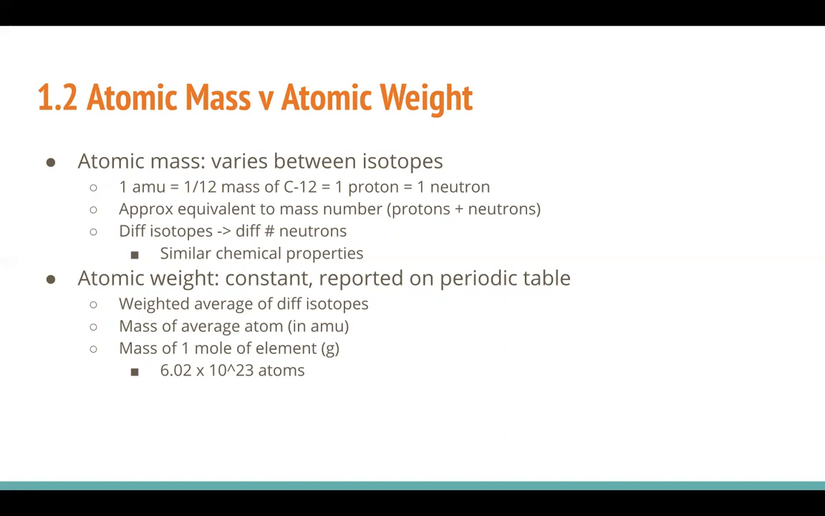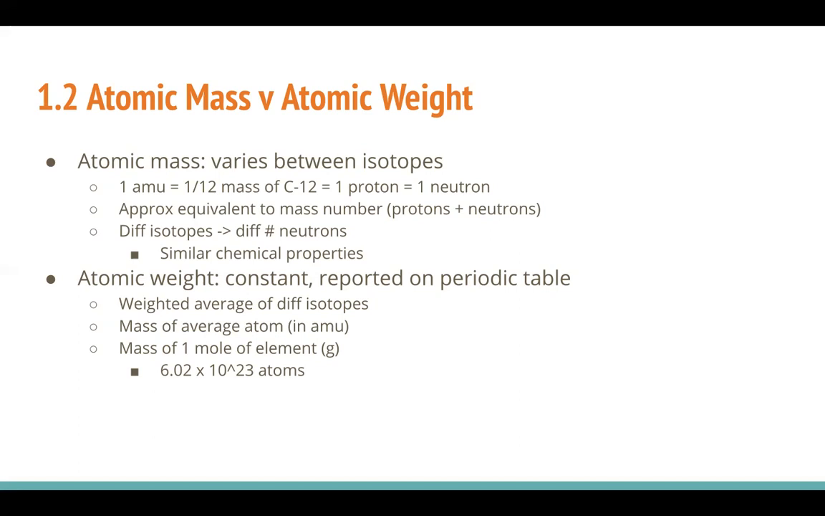And so it's what varies between isotopes. Different isotopes have different numbers of neutrons, and so they have different atomic masses. But because they have the same number of protons and the same number of electrons, they actually have similar chemical properties. On the other hand, the atomic weight is basically the average of the atomic masses.